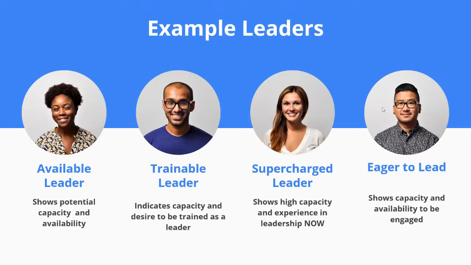The third category that we're looking at as an example would be a supercharged leader. This is someone that shows high capacity, they have great experience, and they have availability, and they've expressed interest in getting involved now and being engaged in truly leading something in your congregation. And then the fourth would be eager to lead. They show capacity and availability to be engaged. They may not have a lot of great experience, but they do have capacity and have availability to be involved in leadership with you as well.